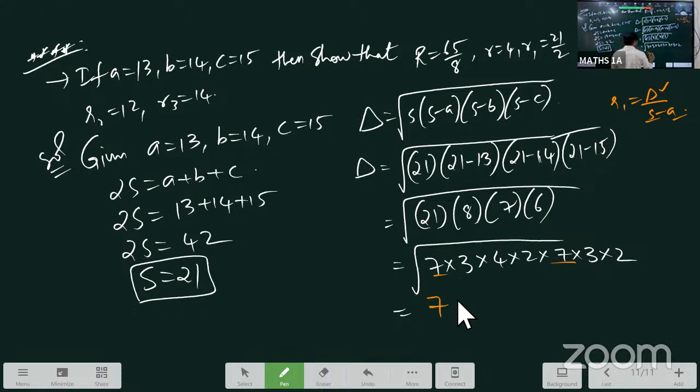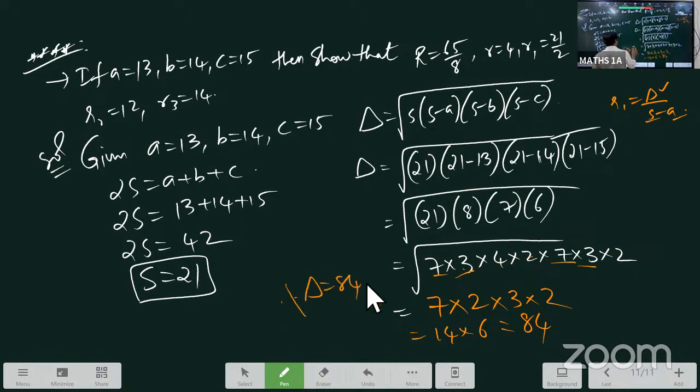One 7 outside. Root 4 is 2. Out of 3 2s, 1 3 will be outside. And 2 2s, 1 2 will be outside. 7 2s are 14 into 6. 6 4s are 24. So what I got is delta 84. See, I got delta 84. Therefore, your delta value is 84. Keep this in your brackets. Is it clear? Put it in a box.